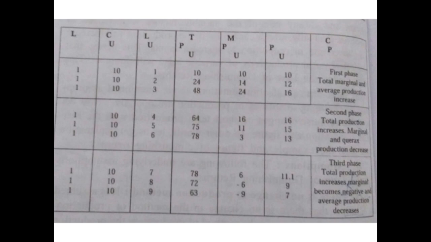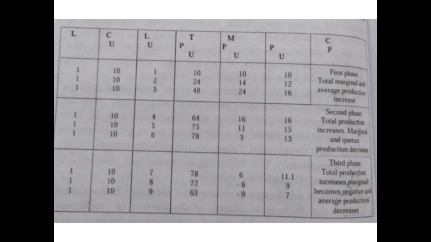In the third phase, 7 to 9 labor units are employed and the total production begins to diminish. Already in the second phase, marginal and average production started decreasing, but total production was not decreasing. But now we can see the change in the third phase, that is total production is also decreasing. It begins to diminish. Here marginal production becomes zero and then becomes negative, and average production continues to decrease.